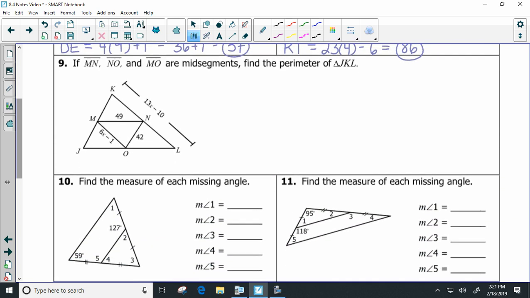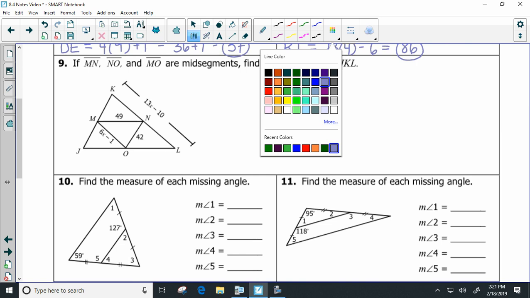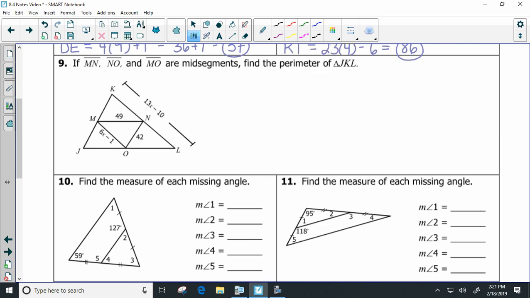All right, question number 9. It says if MN, NO, and MO are mid-segments, find the perimeter. So I have to find the perimeter, which means I have to add up all 3 sides. All right, so what do I know? Well, NO is a mid-segment. It is 42. NO is going to be parallel to JK, and JK will be twice as long. So 42 times 2 is 84.